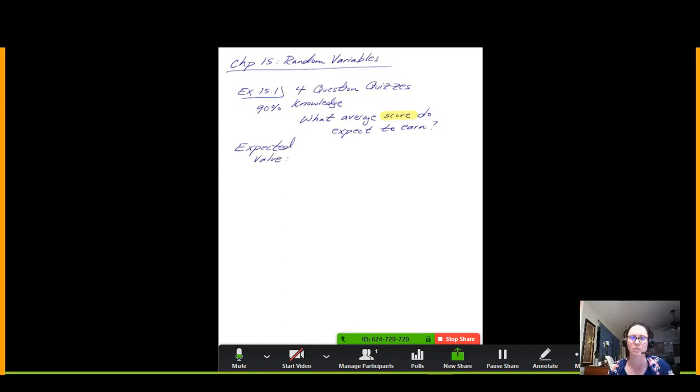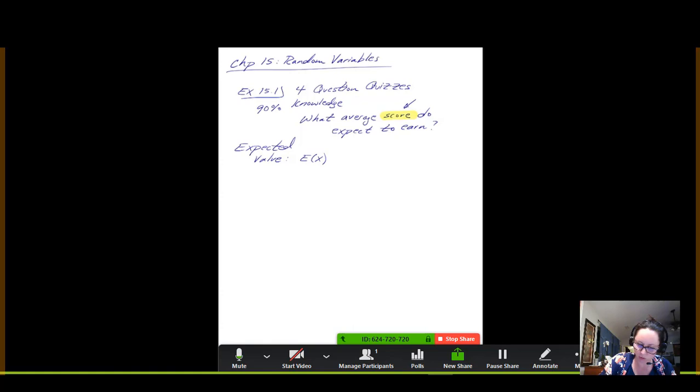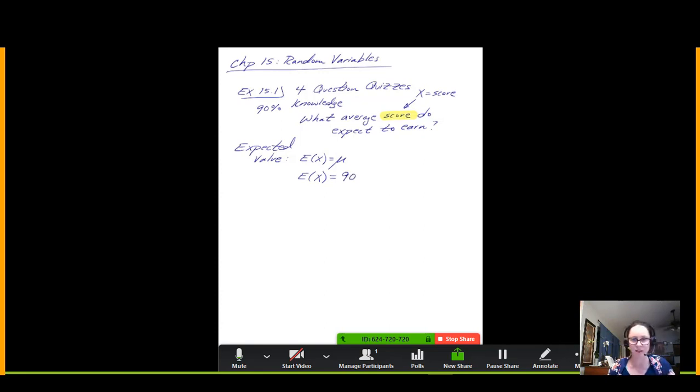Which is almost intuitive, I think. The expected value, just like in this case, that person having or you having 90% knowledge, you would expect to get about a 90. Expected value can be notated E of X. This represents expected value of variable X. So here we're calling our random variable score. We're saying that random variable X is going to represent score. Okay? And this is equal to our mean, or mu. So in this case, the expected value of our test scores is equal to 90. Okay?